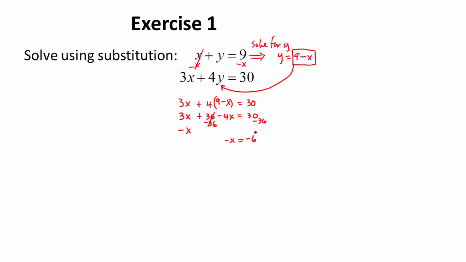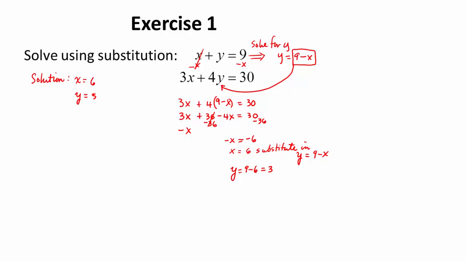So what does that tell us? That x is equal to 6. What happens next? Then we substitute this back into y equal to 9 minus x to get y. That means y is equal to 9 minus 6, so y is equal to 3. So what is our solution? The solution set is x is equal to 6 and y is equal to 3.